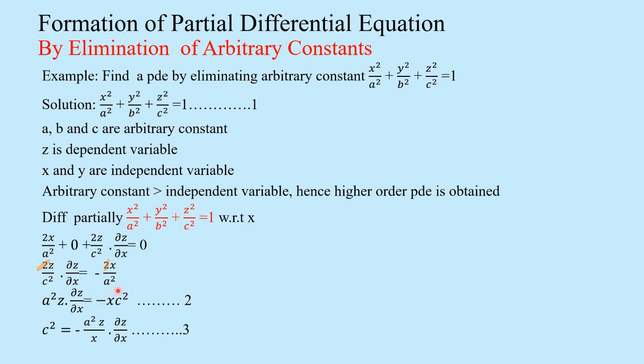Now bring this a square to this side and c square to this side. So we get a square z into dou z by dou x is equal to minus x, and this c square we have brought here, so c square. So c square will be, bringing everything else to this side, we'll get this. We'll call this equation 3.